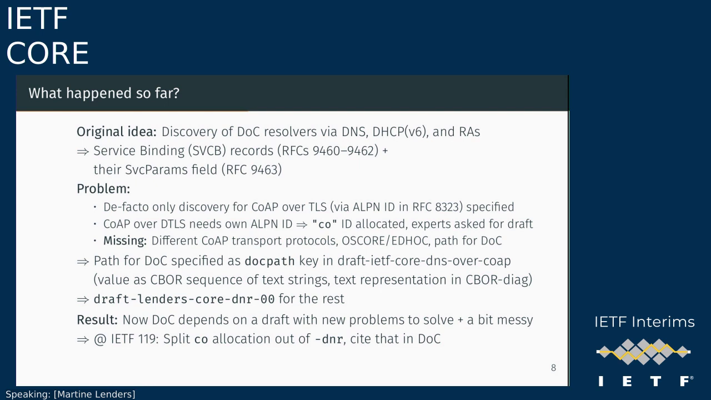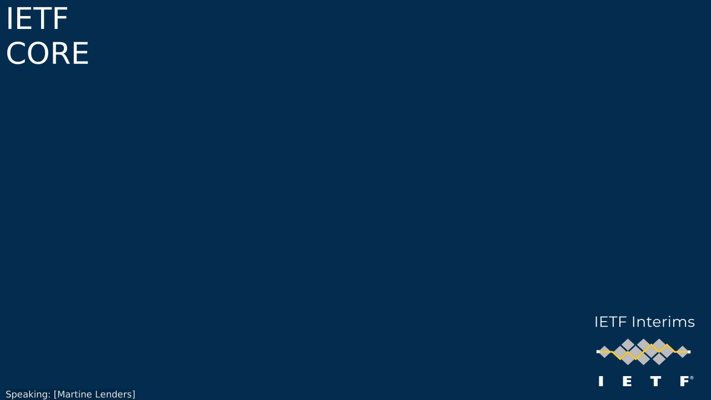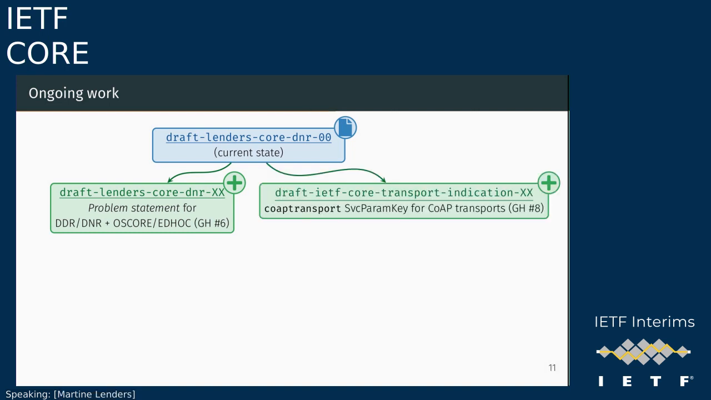At IETF 119, we first decided to split the code point allocation out of DNR and cite that in DoC. So this is basically what we've done. Just to give a note, most of this work is currently not published. It's basically just GitHub pull requests or just the GitHub history. But we made the DNR draft just a problem statement on how to do DDR or DNR, so dedicated network resolver and dedicated DNS resolvers, with OSCORE and EDHOC.